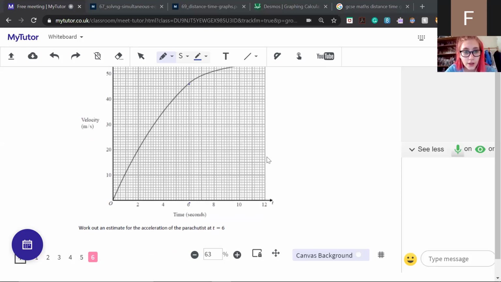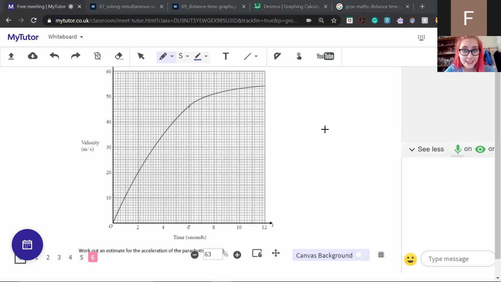So we're going to draw a tangent to this point. Now what this means is we just draw a straight line that just about touches this point. And that's going to be what we then use to estimate the gradient.